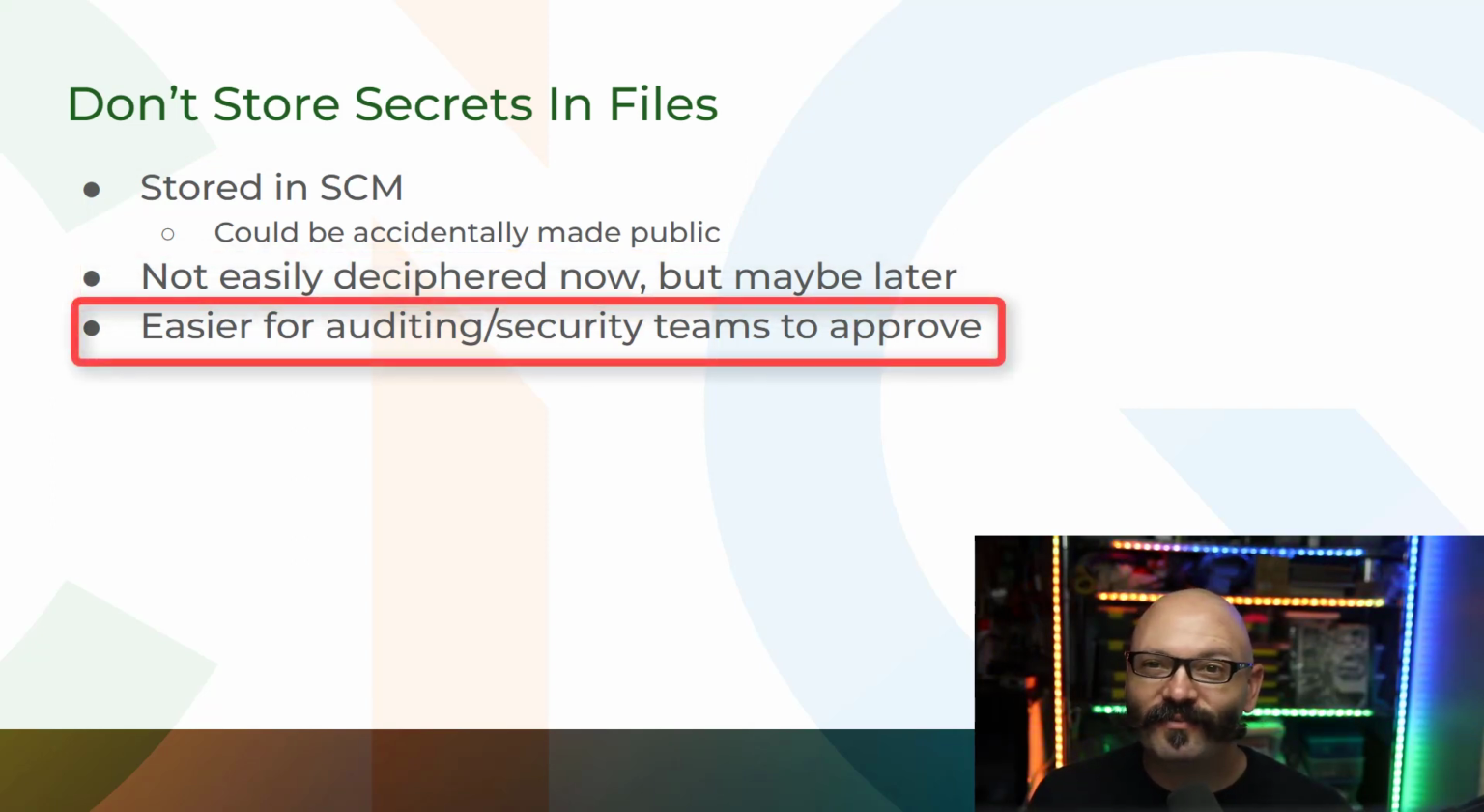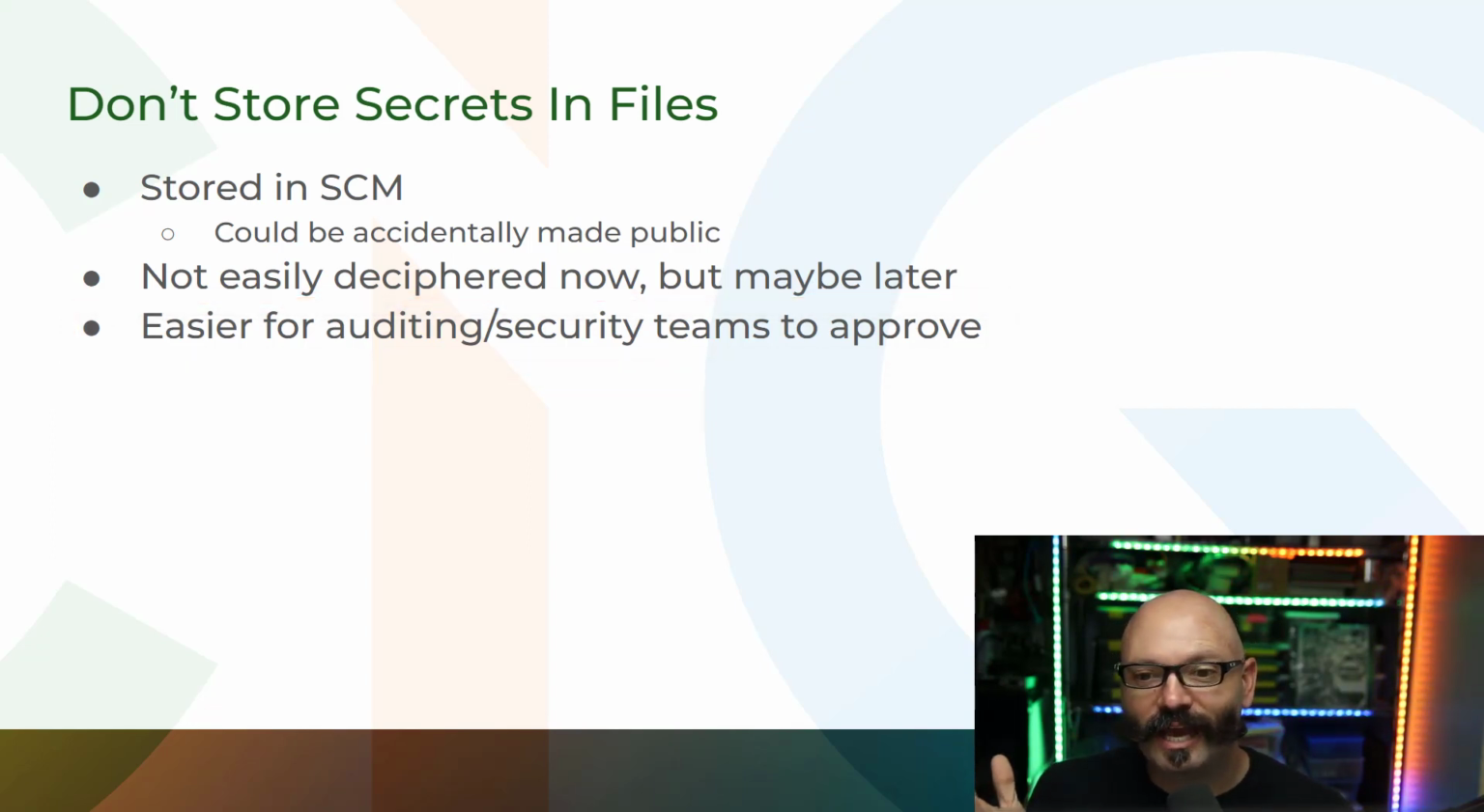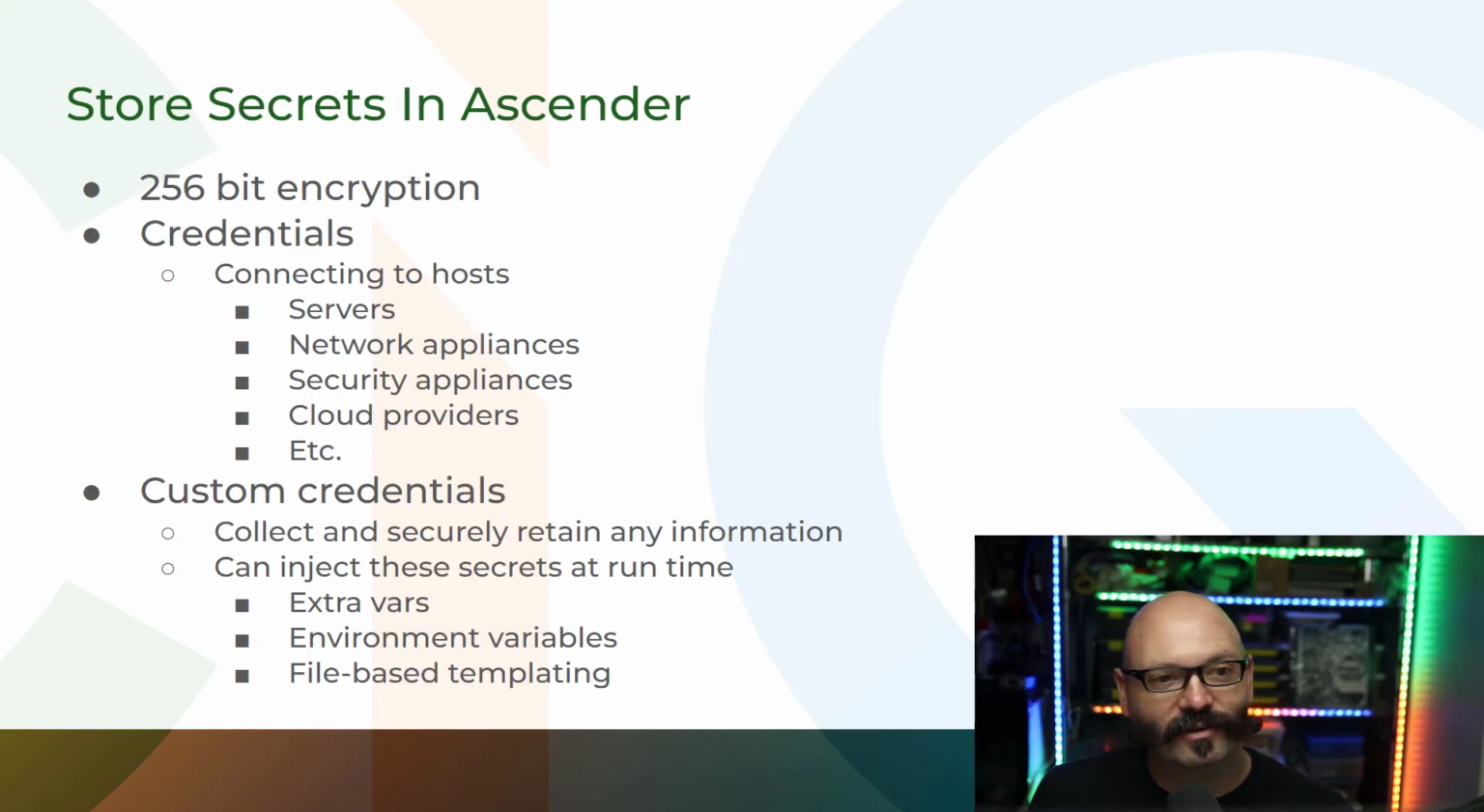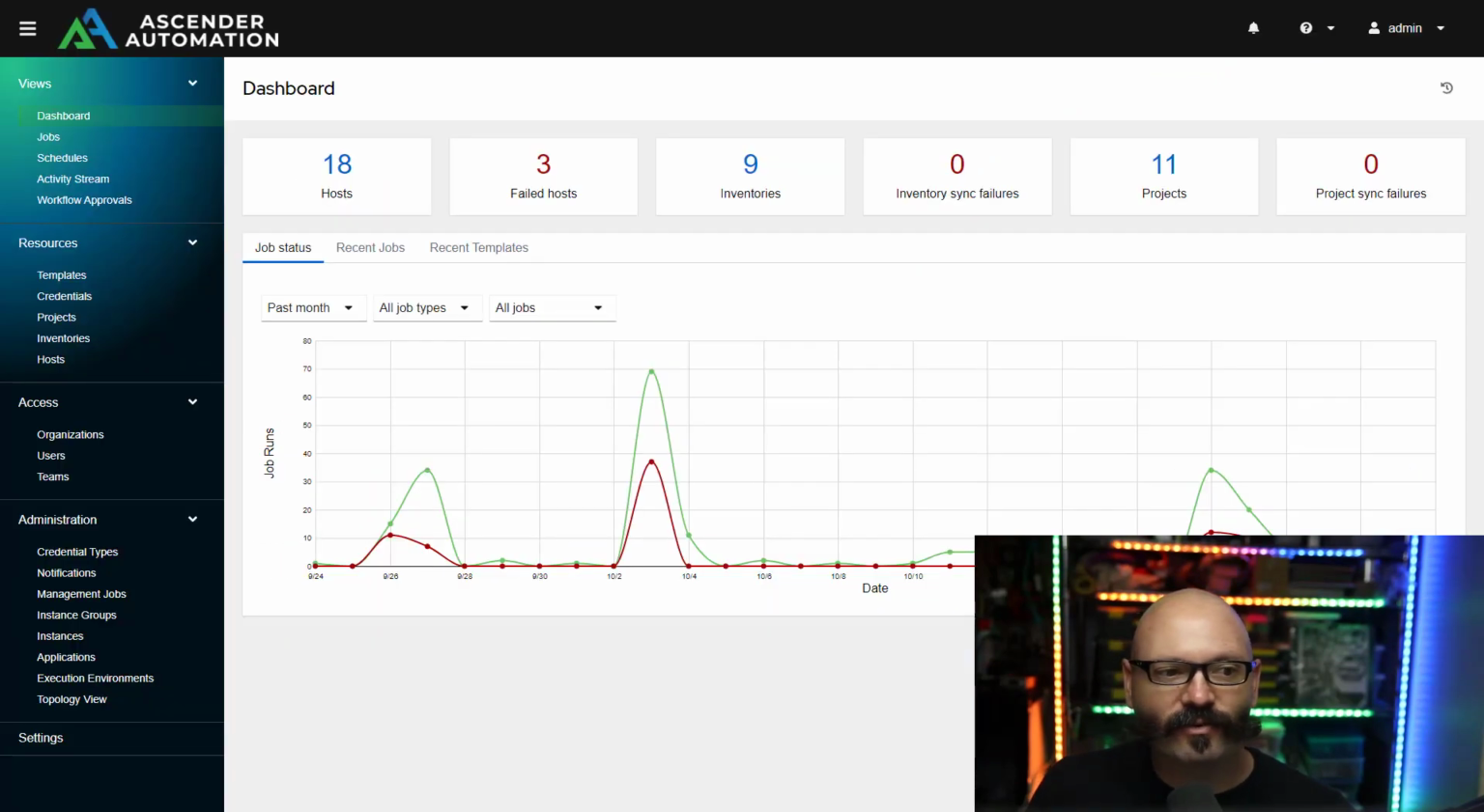As well as, if you're storing secret information, even if it's encrypted in files, it's usually easier for auditing purposes, as well as the security teams generally have fewer problems with it. So it's going to make your life a little bit easier in that regard as well. So you can store secrets in Ascender. And I talked about it. I mean, it's 256-bit encryption as well. And it can be in the credential section.